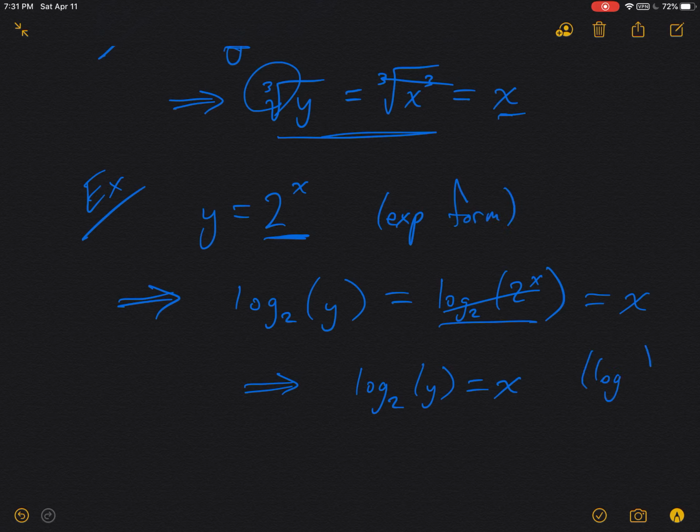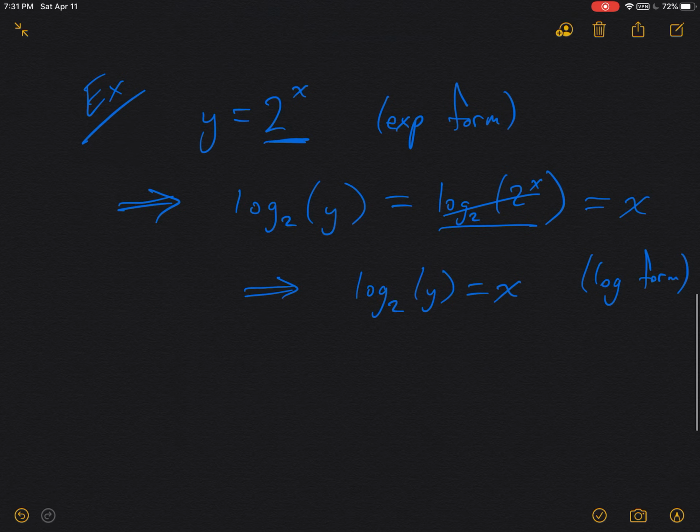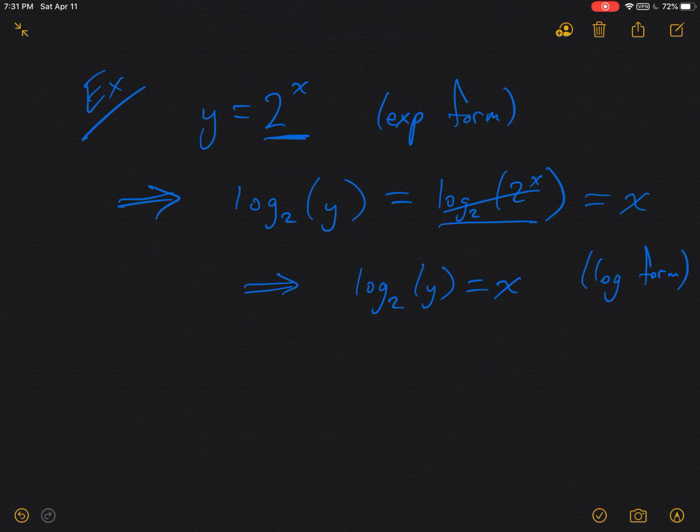So now we've gone from the exponential form to the log form. So I've gone from having y isolated to having x isolated. We can go back in the other direction if we'd like to.